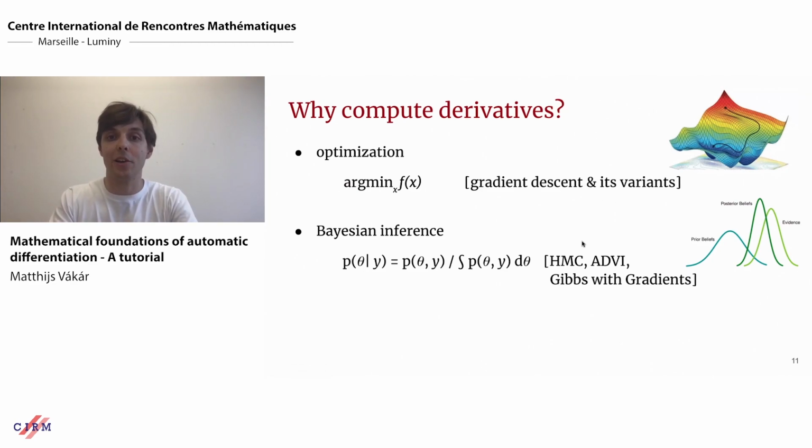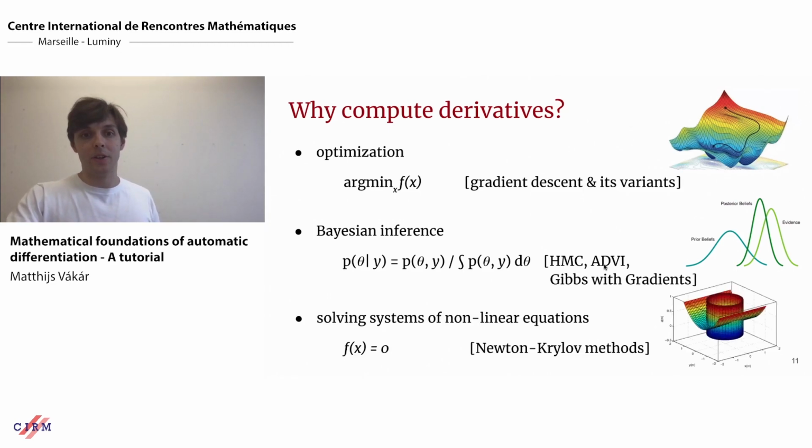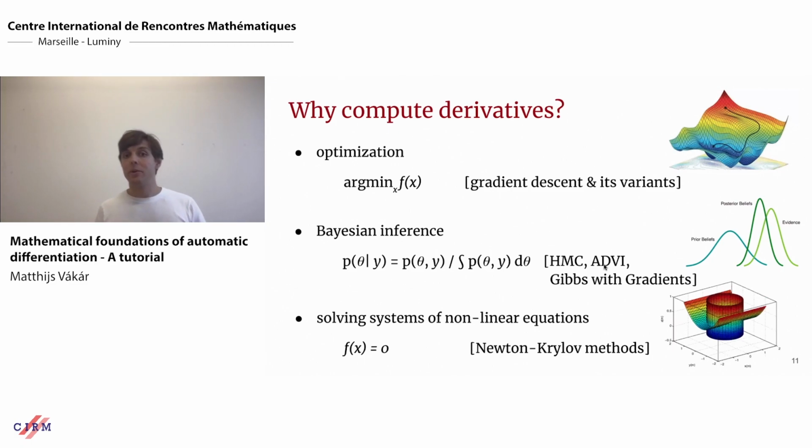I'm thinking in particular of techniques like Hamiltonian Monte Carlo and automatic differentiation variational inference and its variants. And recently, even a very successful Bayesian inference algorithm for discrete parameters uses gradients, and it's called Gibbs with gradients. I don't know if you've seen it, but it's an algorithm I'm very interested in. And then finally, often you're in a situation where you want to solve systems of nonlinear equations, and we often do this with Newton-Krylov methods, which also use derivatives.